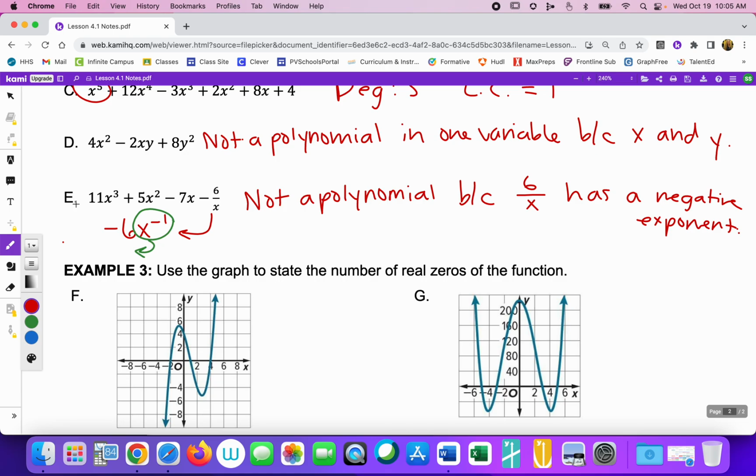We'll get answers that look like this, but it's not a polynomial. It's just a result of a division problem. So the degree should never be negative. Degree should not be negative in any term. Okay. So if you see a fraction with a variable on the bottom, not a polynomial. It's technically 2. Okay.